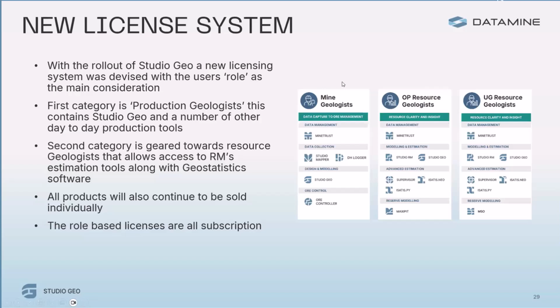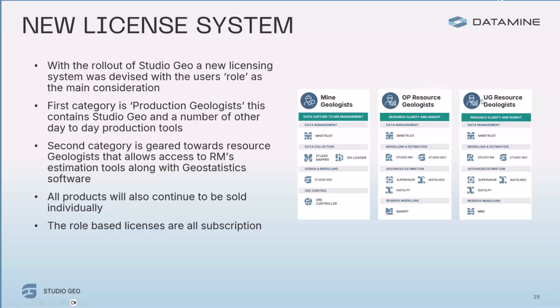So with these role-based license systems, it's basically just like a collection of different softwares that this given geologist might use. So the first category here is just for the production geos. It contains Studio Geo down here. However, it also contains a number of other softwares such as Studio Mapper. This is our underground face mapping software, somewhat similar to Rock Mapper. Controller for your open pit grade control programs. DH Logger is a core logging software, and then Mine Trust is our file collation software.